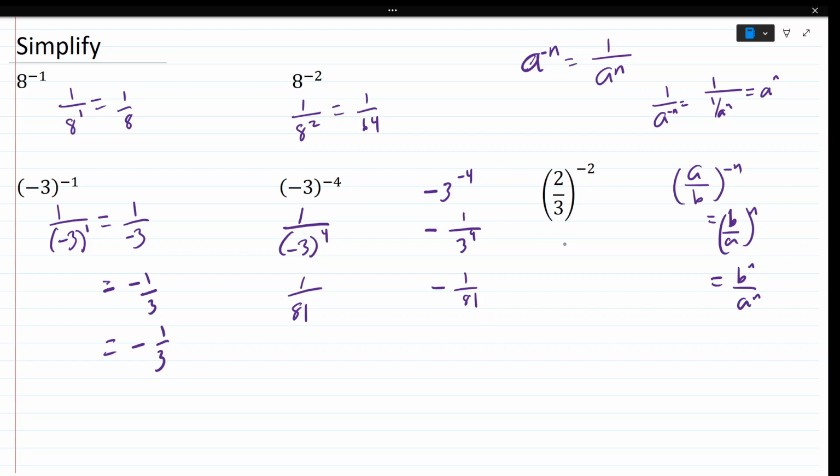So for this one, this would be the same thing as 3/2 to the negative 2, or sorry, to the positive 2, because you've now raised, you got rid of that negative exponent, which would be the same thing as 3 squared over 2 squared, which would be the same thing as 9 over 4.